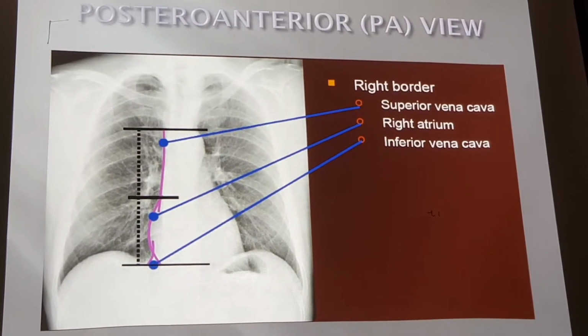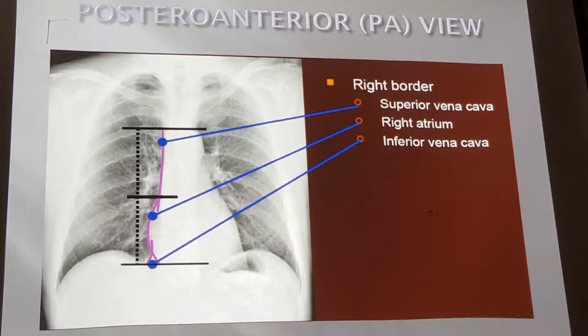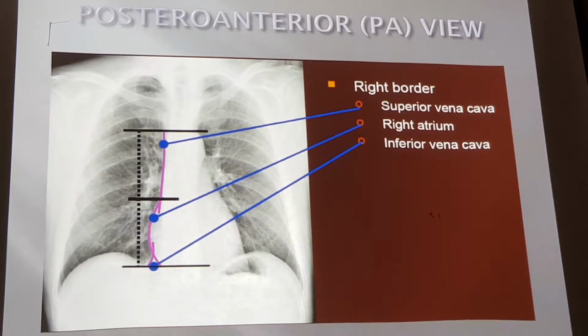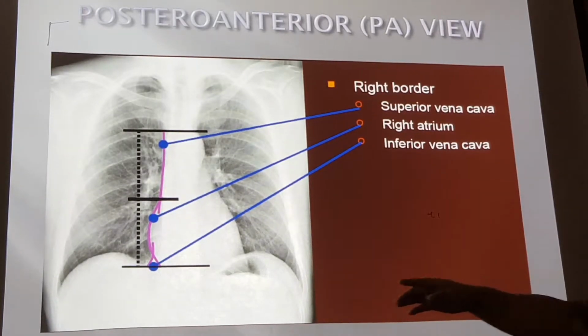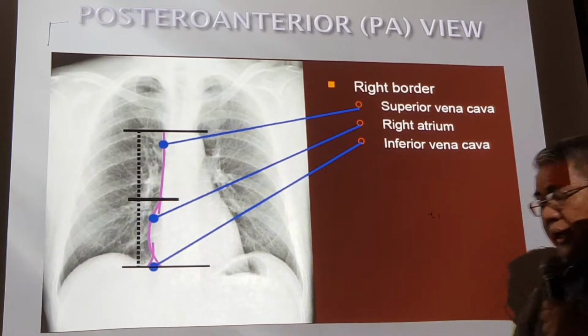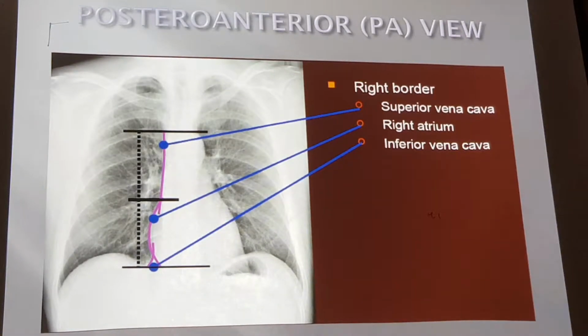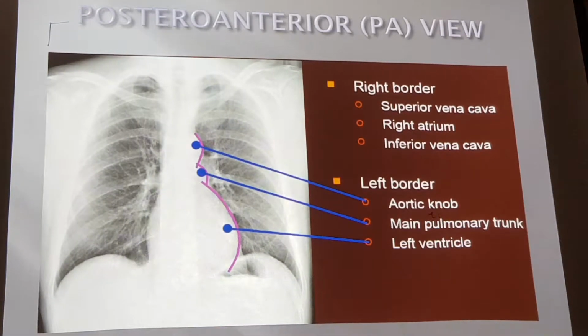So next slide. Again, remember on the right border, that's your superior vena cava. The right side of the heart is formed by the border of the right atrium, and inferiorly, sometimes you see a density there, that's your inferior vena cava. So next slide.